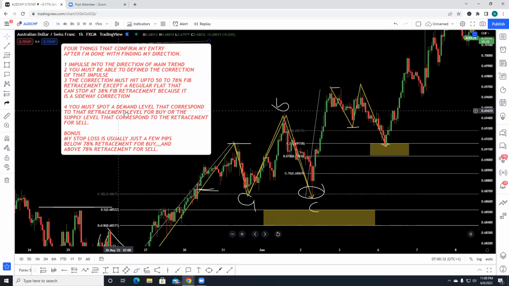Okay. Number 4, you must spot a demand level that corresponds to the retracement level for buy. So we want to do for buy now. So where is the demand level that corresponds to this retracement level? I can spot one here. Okay, I can spot a big candle.